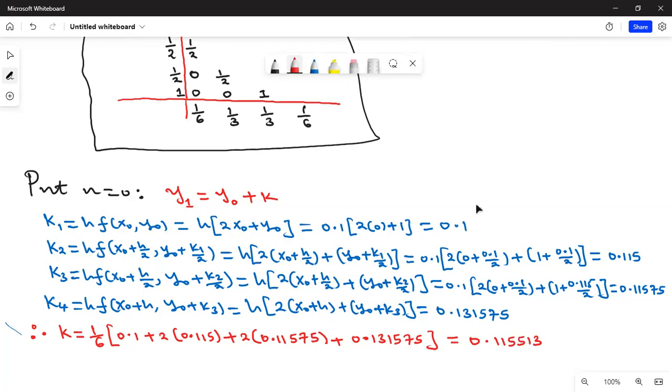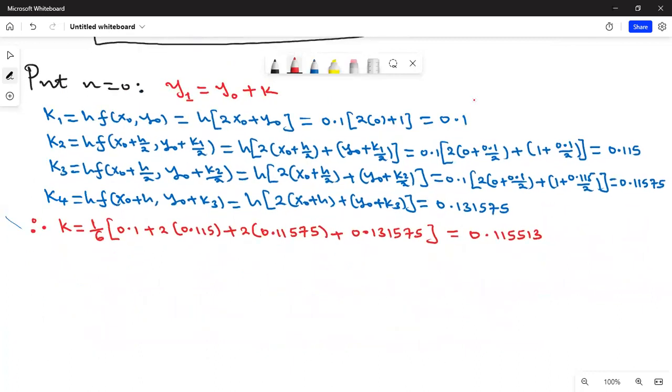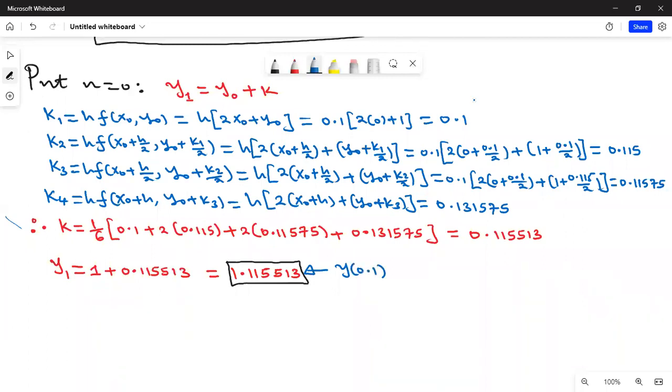And so with this, we can now get y1, because now we have everything. Our y1 is equal to y naught, which is 1, plus our k, which is 0.115513, and that is 1.115513. And what is y1? That is the value of y when x is 0.1. So you can just bracket this, and say this is y of 0.1. That's the first iteration.